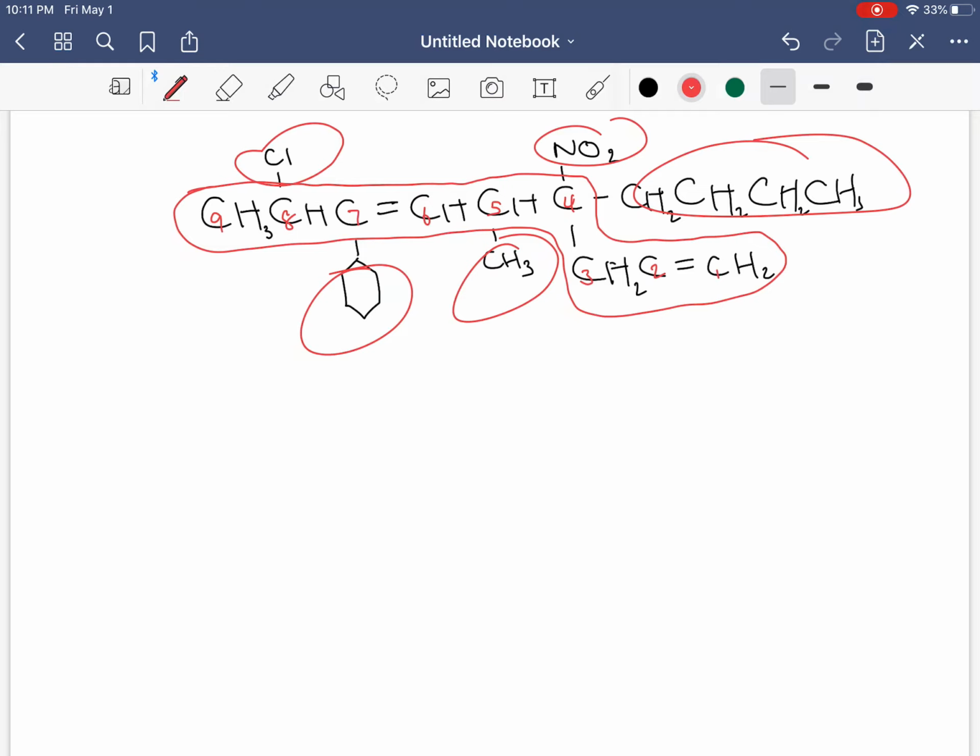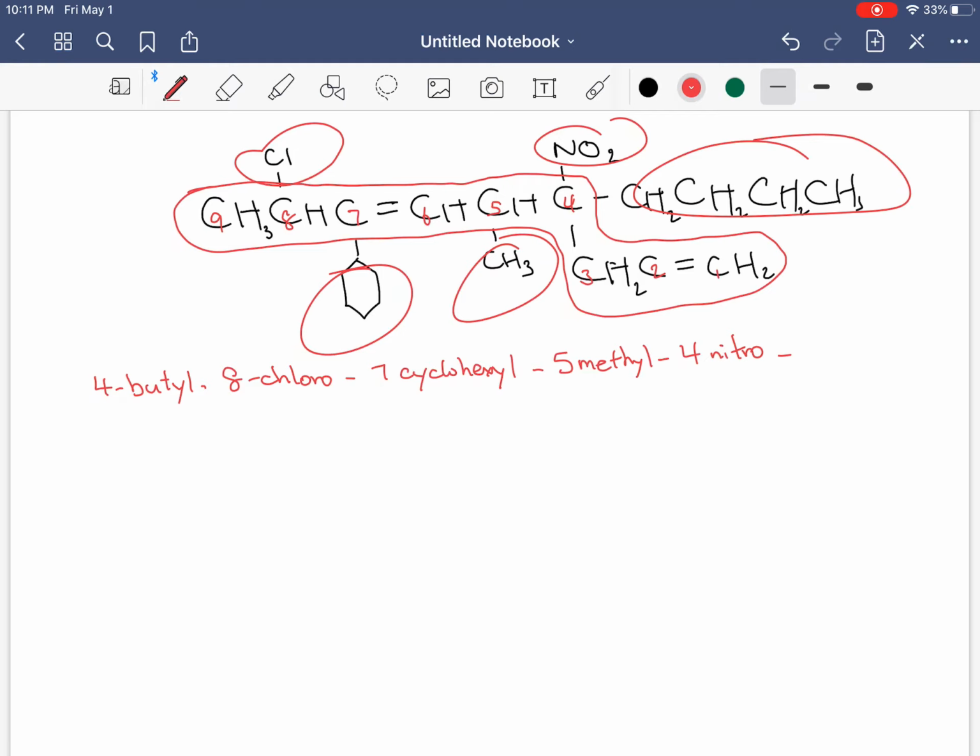So looks like I have at carbon number 4, I have a butyl. At carbon number 8, I have a chloro. At carbon number 7, I have a cyclohexyl. At carbon number 5, I have a methyl. At carbon number 4, I have a nitro. Okay, that's all the side groups.